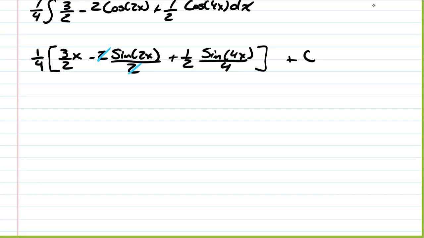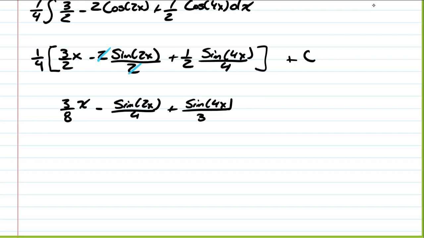Some of these multiply together. So 1/4 times 3 over 2 gives us 3/8 x minus 1/4 times sine 2x is sine 2x over 4. 1/4 times 2 times 4, so 4 times 2 times 4 is 32. So plus the sine of 4x over 32 plus c. And that's going to be our antiderivative of sine to the 4th power of x.